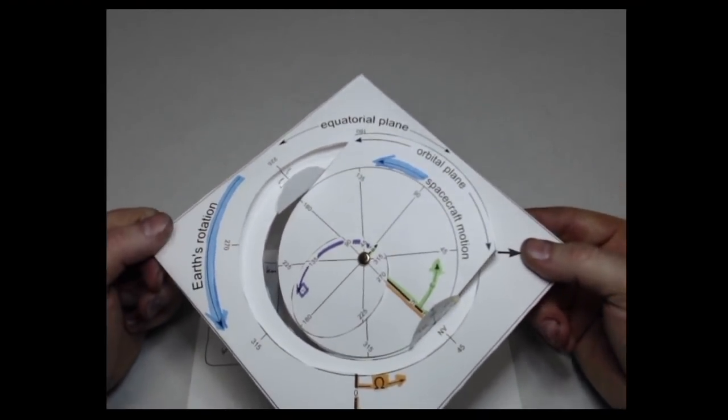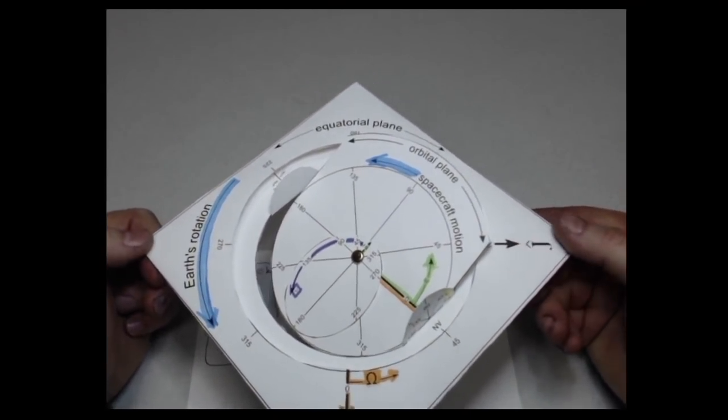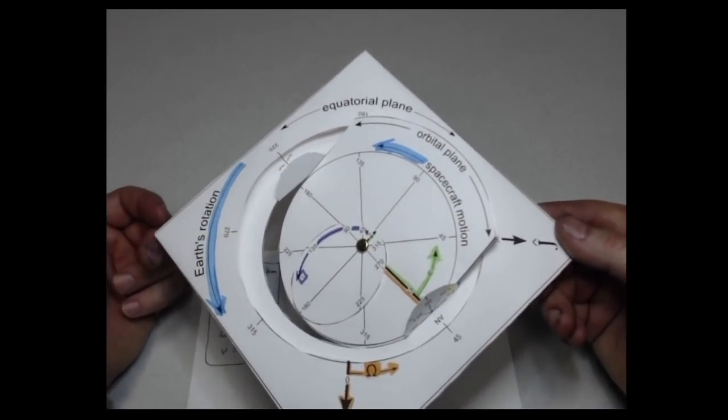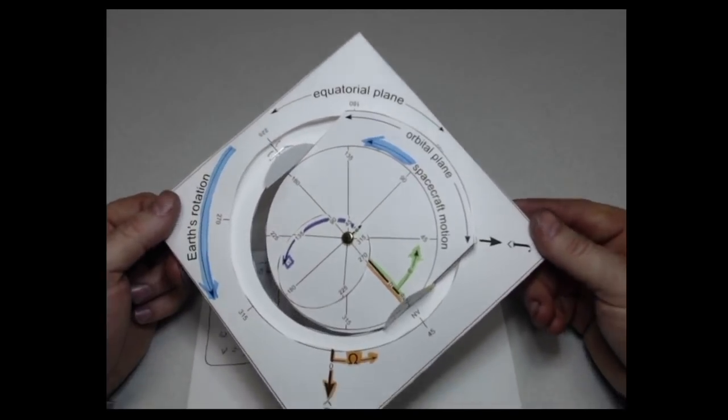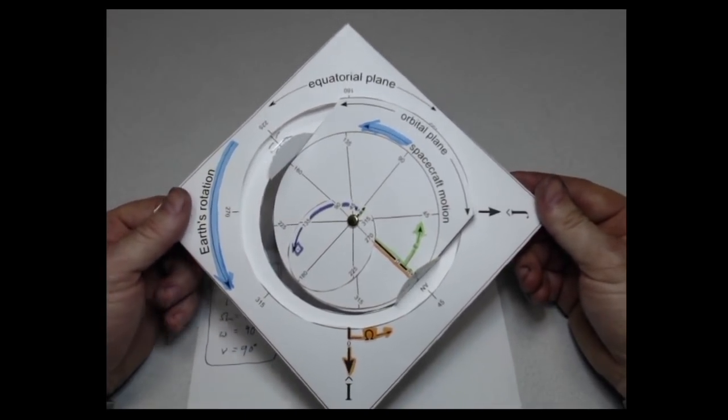So that's how you would visualize what this orbit would look like using the Whiz Wheel. Hopefully you can find one or more of these methods that suits your fancy, and you'll use that to successfully navigate these COE box problems.